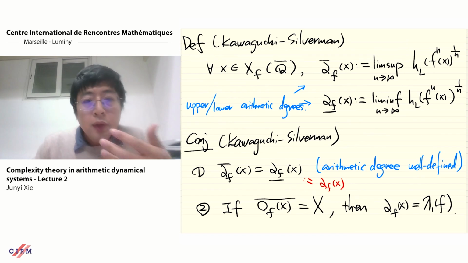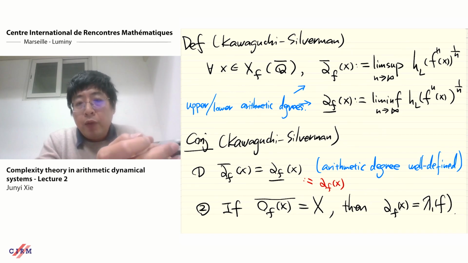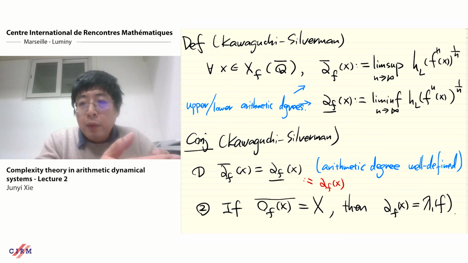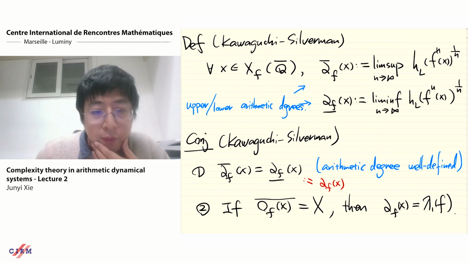Okay, so what is the arithmetic degree? The arithmetic degree is something where you need to consider a dynamical system. Usually, if you have a point x and you iterate this point, then it becomes more and more complicated, and the arithmetic degree measures how fast it becomes complicated. So okay, it's like this.